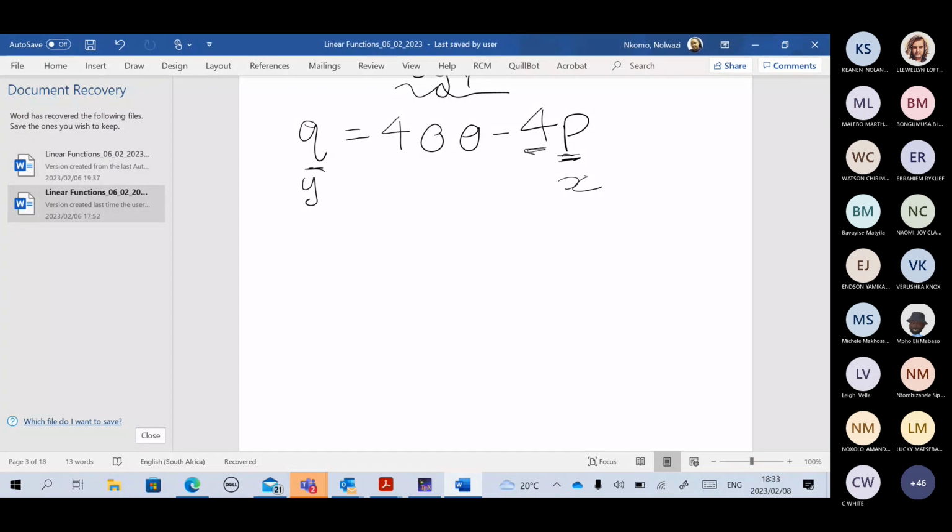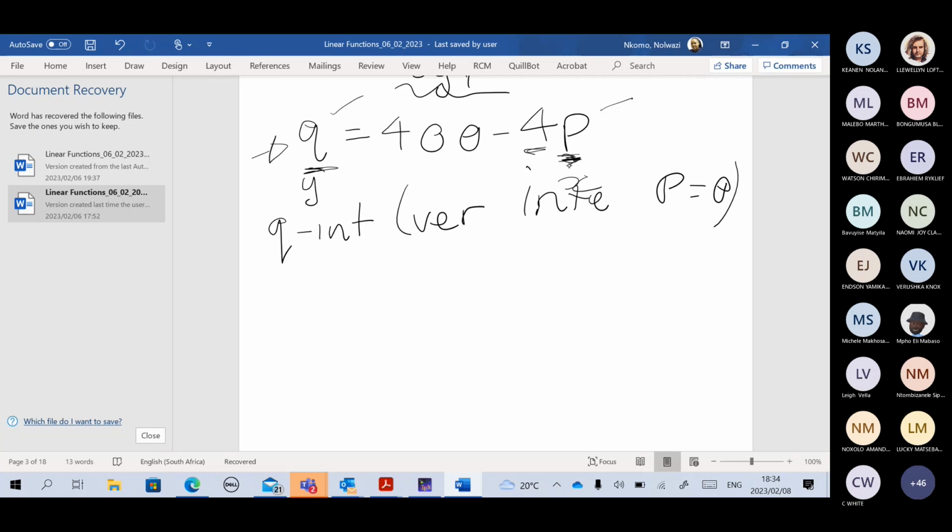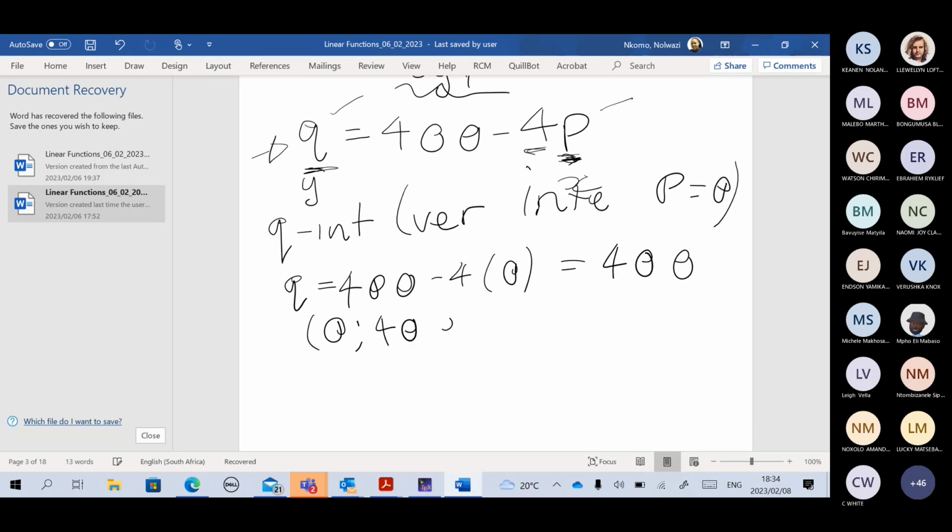But okay, going back to this graph, if you find Q intercepts, you let P to be zero. And if you find P intercepts, you let Q to be zero. Okay, let's start with the Q intercept, which is the vertical intercept. You let P to be zero, right? And if we let P to be zero, we'll have Q is equal to 400 minus 4 times zero, which is just 400, right? That means we have this point zero, 400, okay?